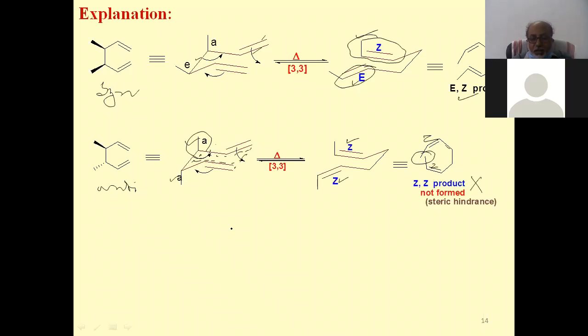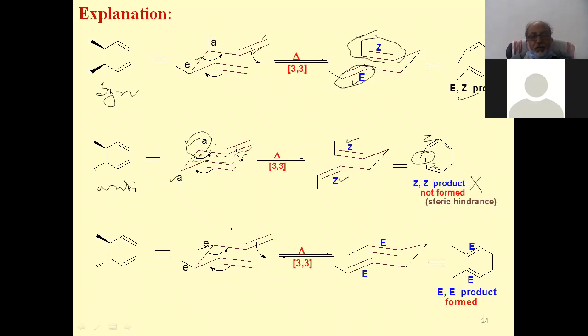Because there is another alternative. What is the alternative? This is again the anti. We can put, but it is anti. This axial also gets converted into equatorial. So it will prefer to form in this one, because already we know that equatorial is more stable than axial, for the reason you already know.